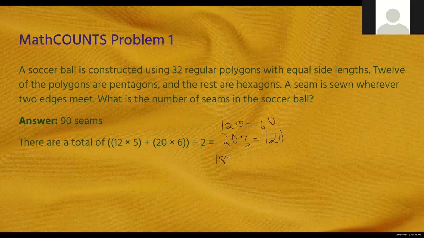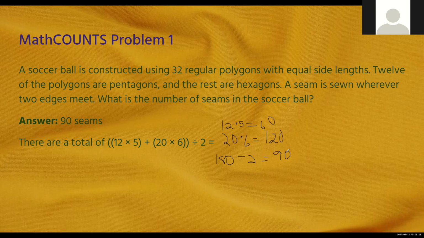But again, as stated earlier, we'd be overcounting the number of seams, doubling it, because we're counting each seam twice. So we get 180 divided by 2 and we get 90 as our answer. So that means there are 90 seams. Does anyone have any questions?